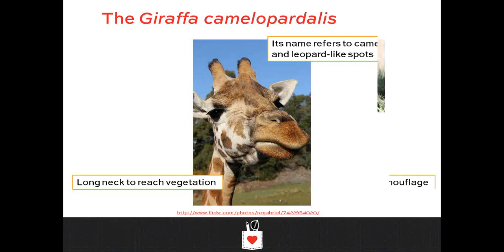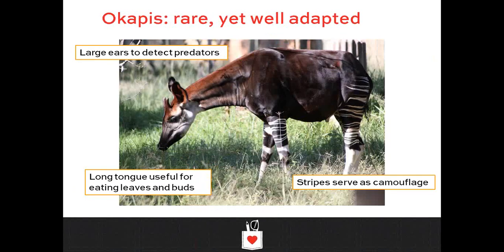But beyond just a basic non-clustered index, we also have the Okapi. The Okapi is an animal that is very rare. It is only in the highlands of Rwanda, but it's particularly well suited to its environment. It also has large ears that help it detect predators that are coming. It has a long tongue that's very useful for eating vegetation that's out of the reach of other animals. It is actually, despite the stripes on its backside, more closely related to the giraffe than to the zebra.